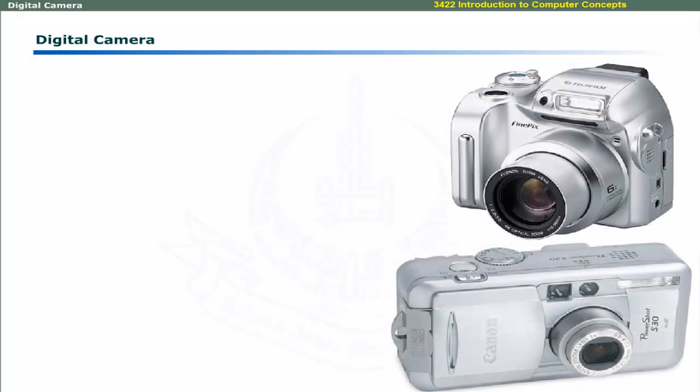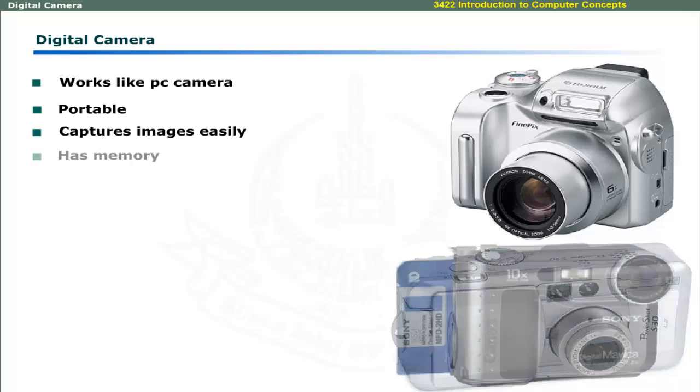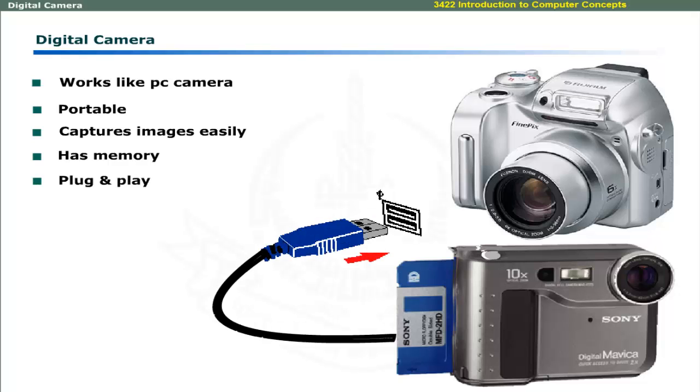The digital camera works like a PC video camera, but it is portable. It enables you to capture images and save time compared to acquiring images by traditional methods. A diskette or memory card is used to store the images. Modern digital cameras can be attached to the computer by the USB port.